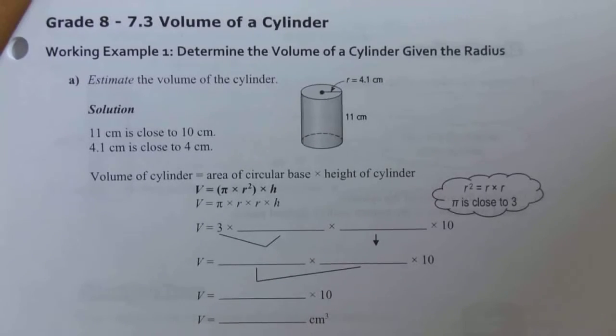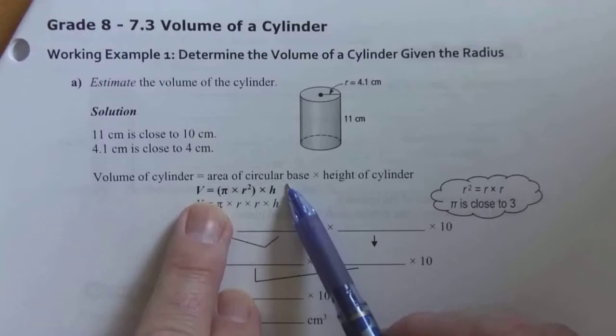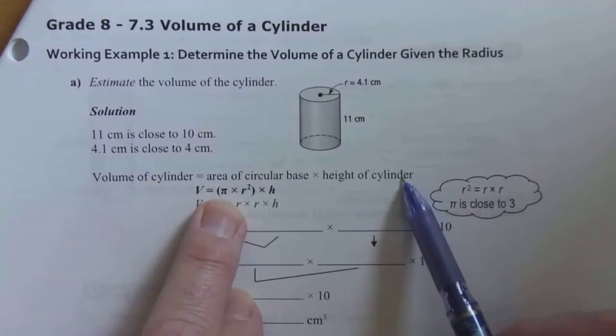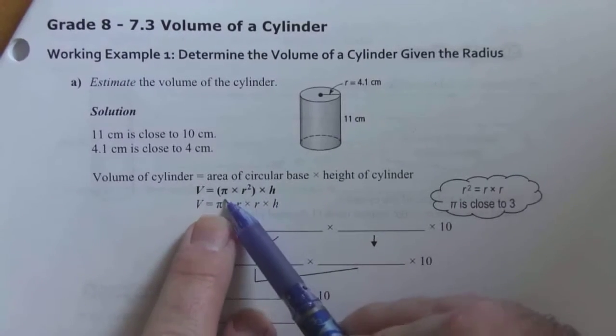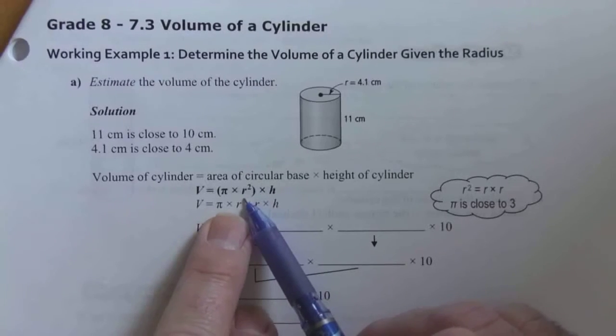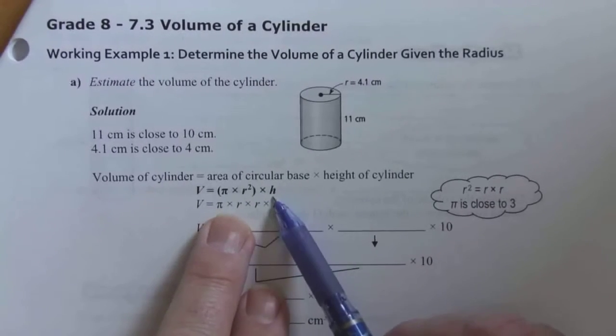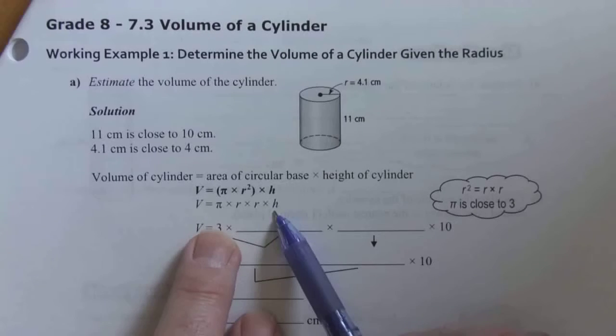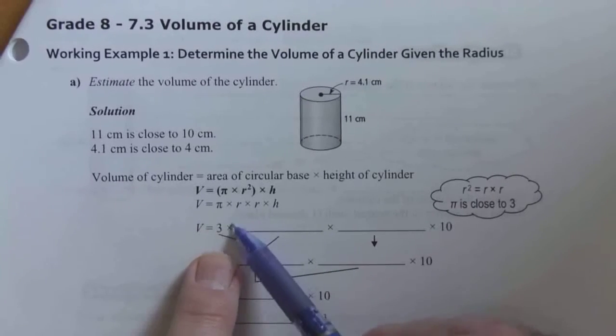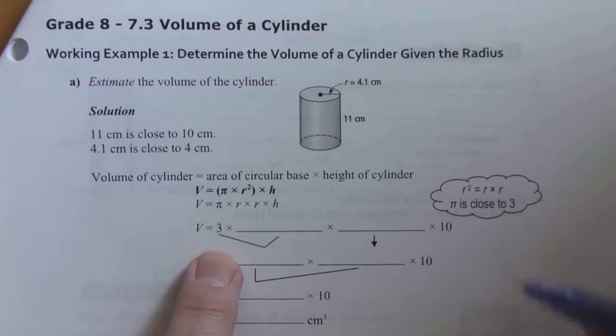So the volume of a cylinder uses this formula. Area of a circular base times the height of the cylinder. Area of that base is actually pi times radius squared, and then it's times the height. So pi times r times r times h. For pi, we're estimating, so we'll just use 3.